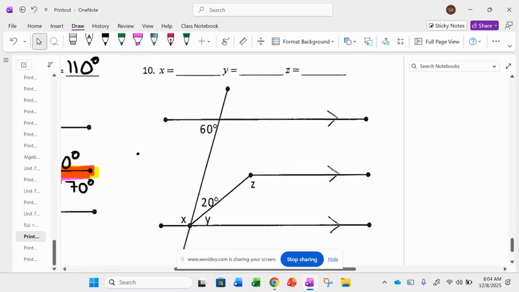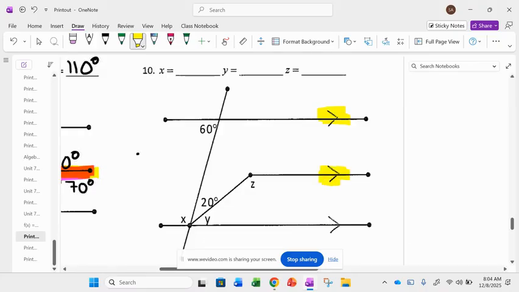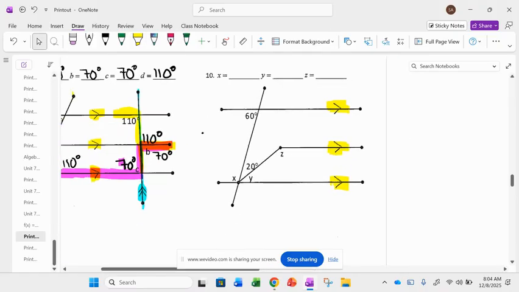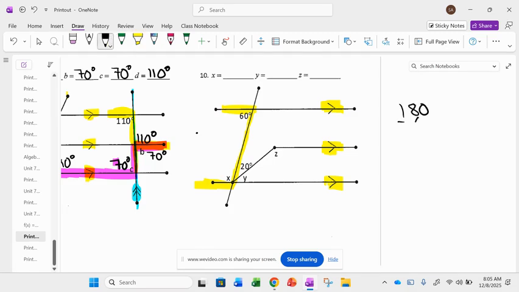Okay, I'm going to do number 10 with you, and then number 11 you're going to do on your own. So again, we have 3 parallel lines, if you notice. 1, 2, 3. We want to find X first. So I'm going to start with the 60 and X, and I see a C. Do you guys see that C? So angle X is going to be 180 minus 60, which is 120.